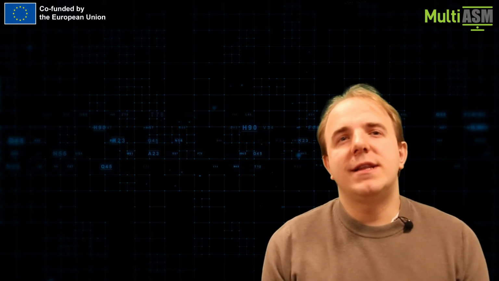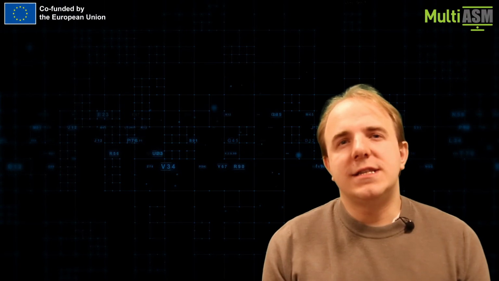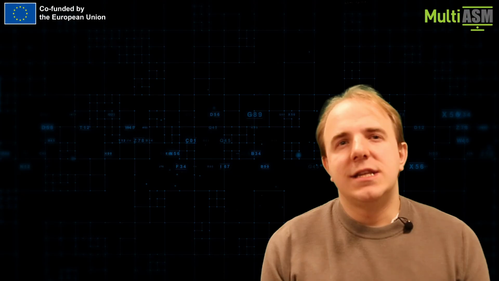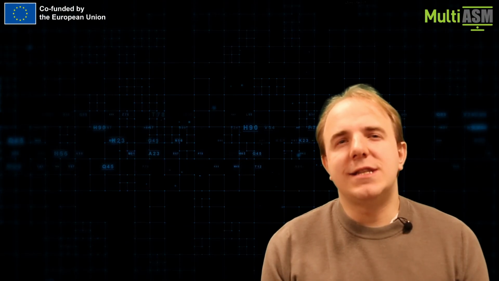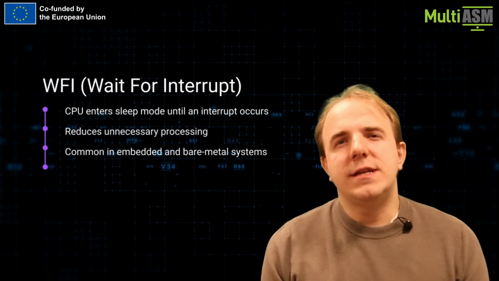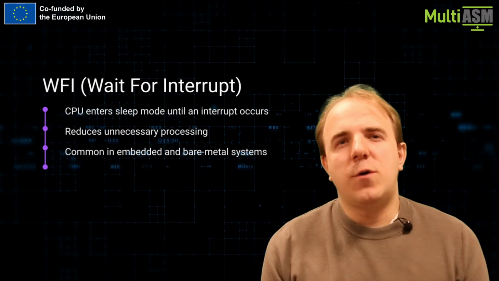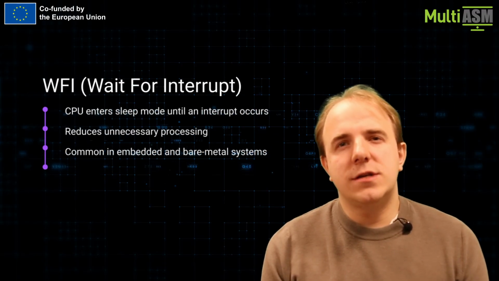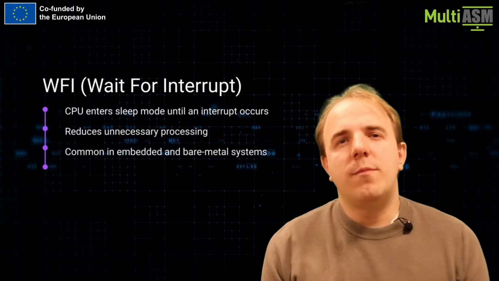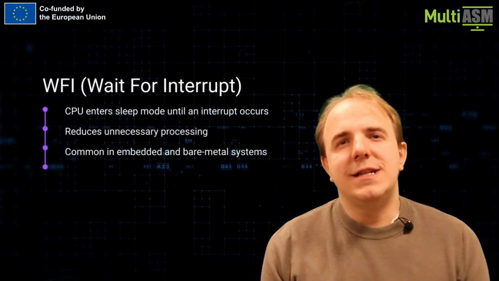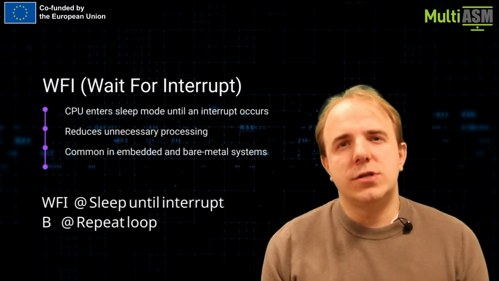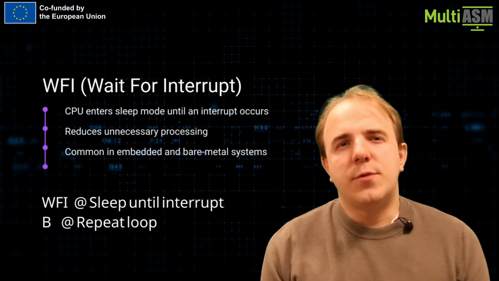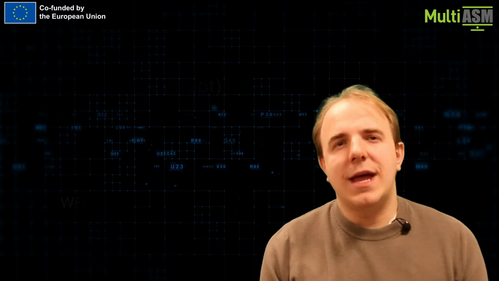Let's start with bare metal systems, where no operating system is present. ARM processors provide special low-power instructions that allow the CPU to enter a sleep state. One of the most important is called WFI, which stands for Wait for Interrupt. When the processor executes a WFI instruction, it immediately enters a low-power mode. The CPU remains asleep until an interrupt occurs. Once the interrupt is handled, execution resumes, and the processor can go right back to sleep again.